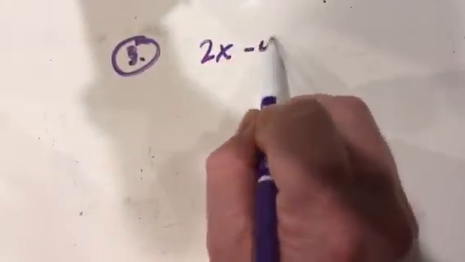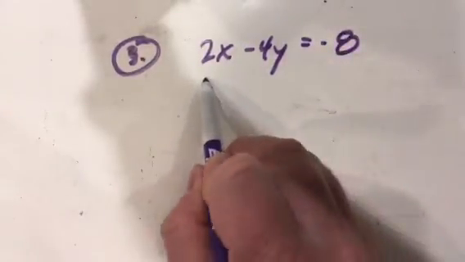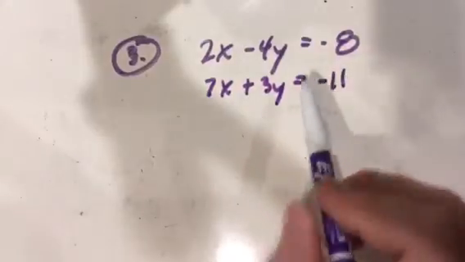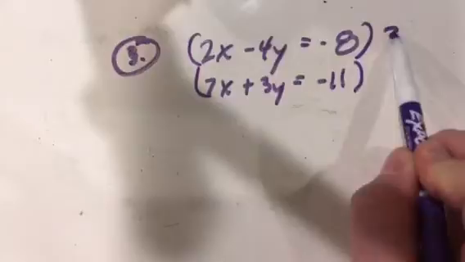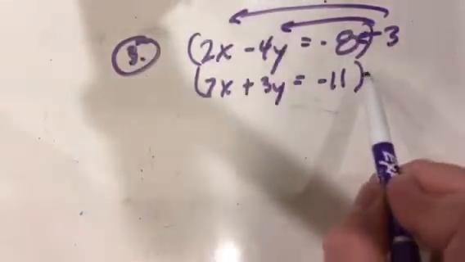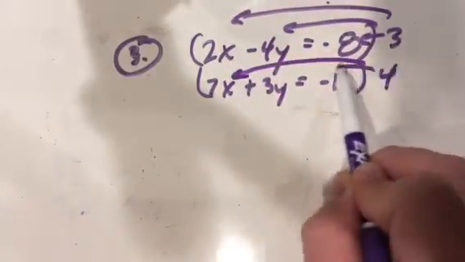It is 2x minus 4y, but it's negative 8. It is 7x plus 3y and negative 11. Now the reason I want to make sure we're using the right numbers is so that we get nice clean answers without any decimals today. Not that decimals are bad, but just trying to give you some answers that you can actually feel good about.